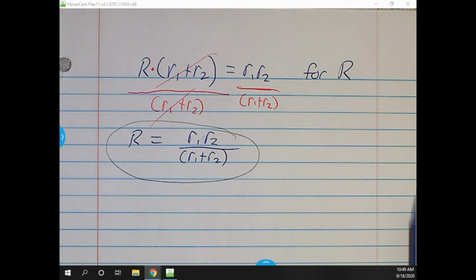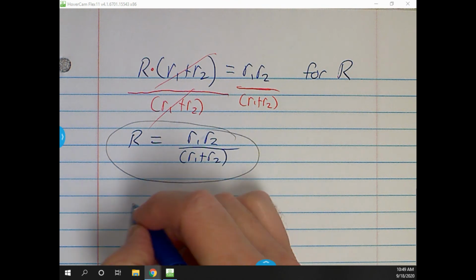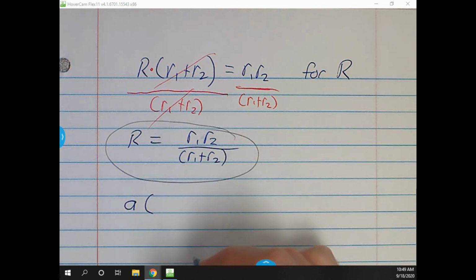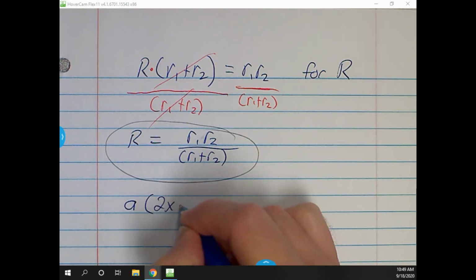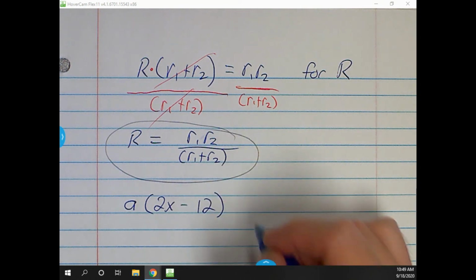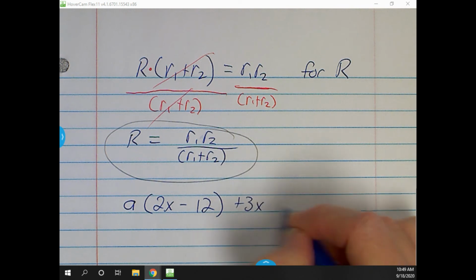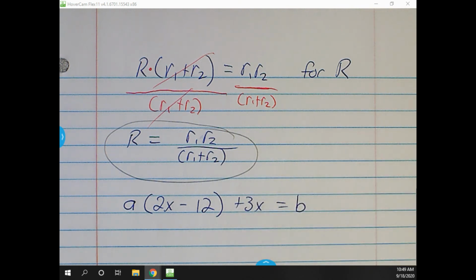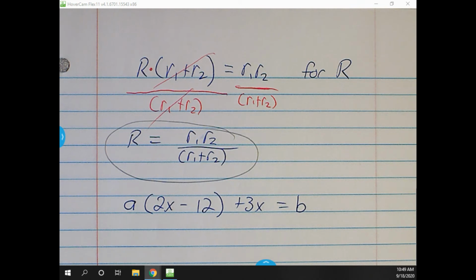Okay, that was a little bit more of a sneaky one. Let's give you one that's got a little bit more work to it. And this will be the last one we do on these for solving equations for one specific variable. Okay, so for this one, let's solve for x.